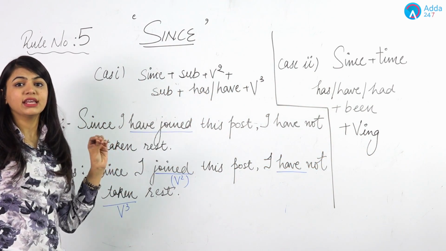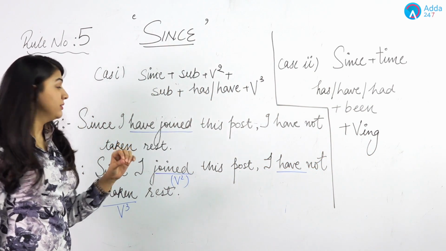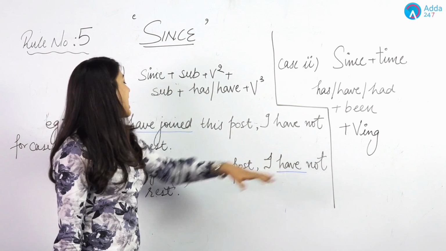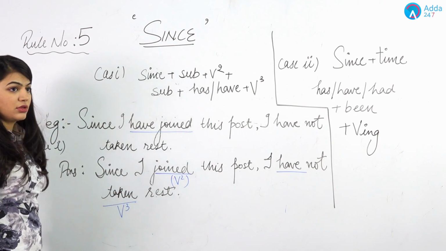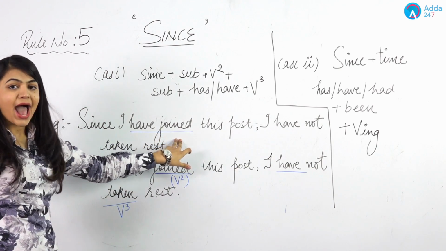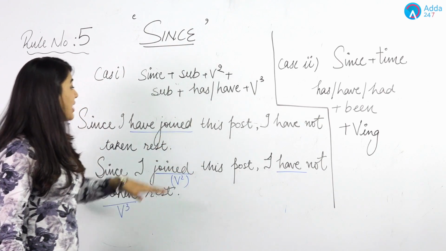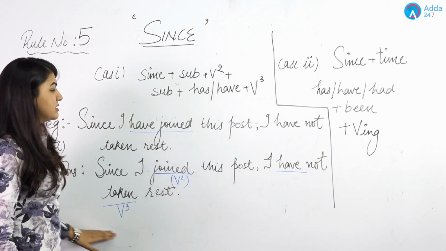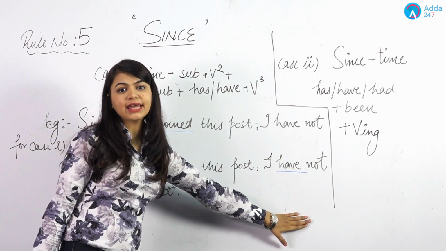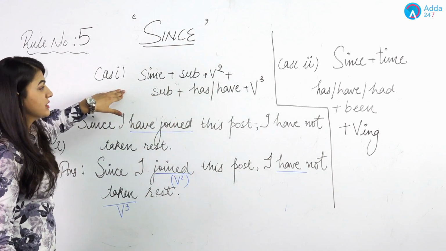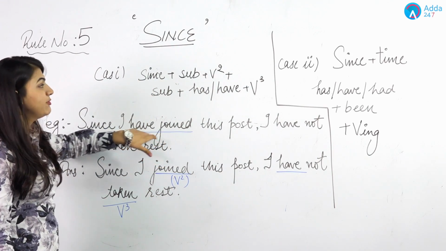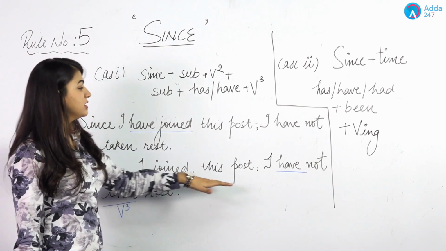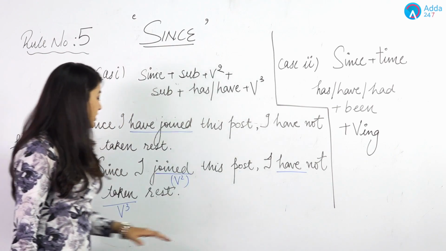So let's take an example for case number 1. Since I have joined this post, I have not taken rest. Have joined is has plus V3 form. We have to change it to the verb's second form. Here you can see I have not mentioned any time. So I have to change it. This is case number 1. I have to change have plus V3 into the verb's second form. Since I joined this post, I have not taken rest.